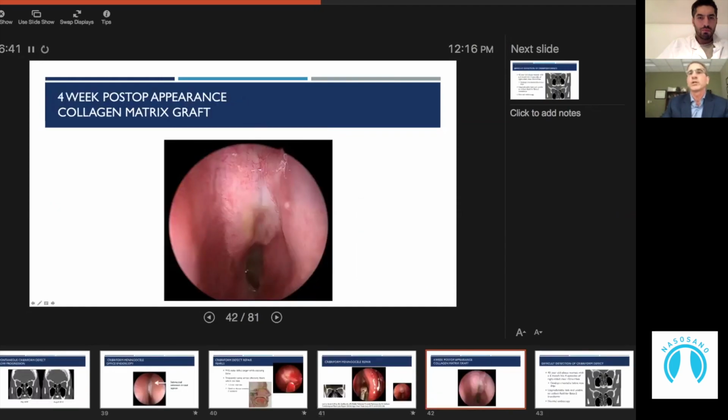And this is what it looks like 4 weeks later. You see vascularization from the periphery of this graft. Even though it's a free graft, after a couple of months, it'll be difficult to tell this from normal mucosa.